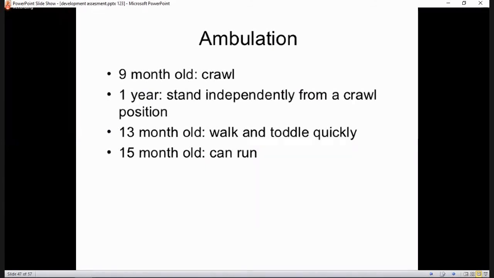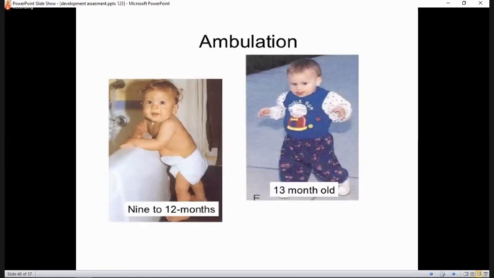Ambulation. A 9 months old child crawls. A 1 year old stands independently from the crawl position, and a 13 months old walks and toddles quickly. A 15 months old child can walk and run. As you can see, if the child is between 9 and 12 months, he is able to stand but with support, as compared to the 13 months old child, who is able to stand and walk without support.